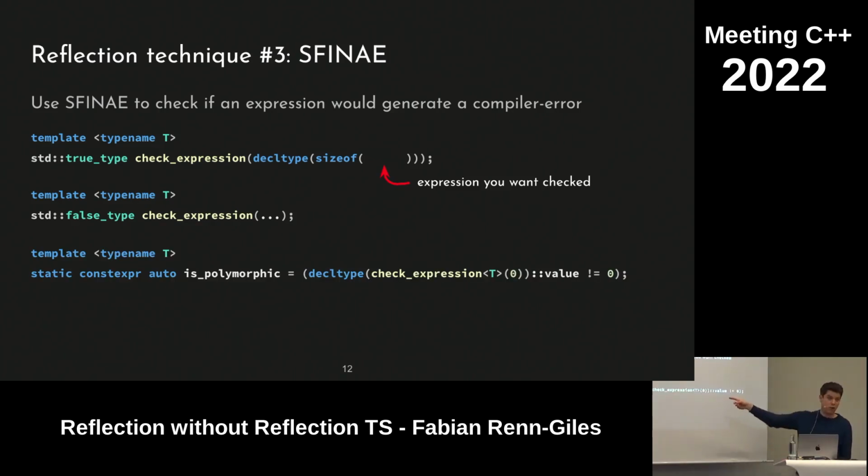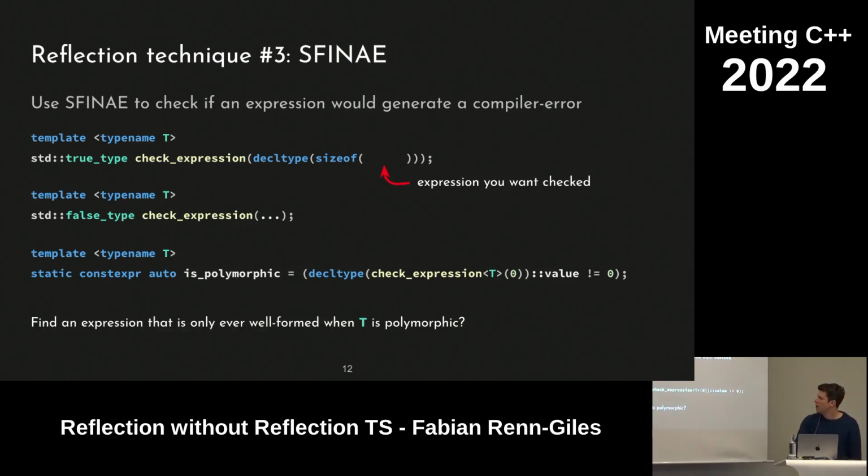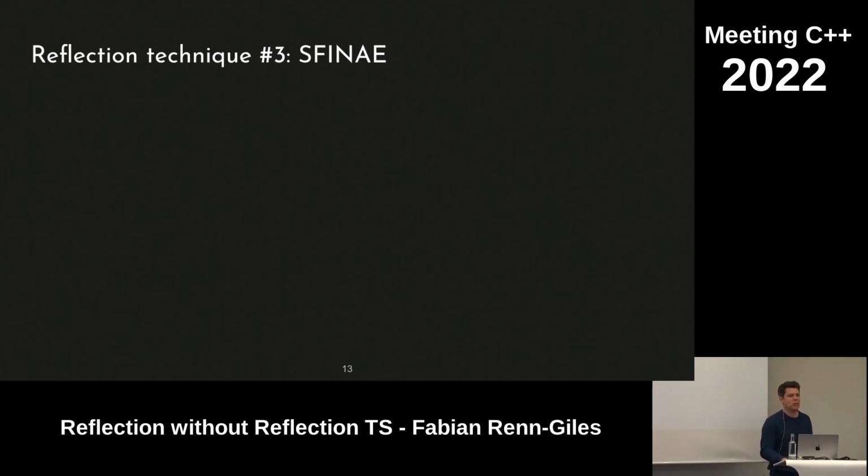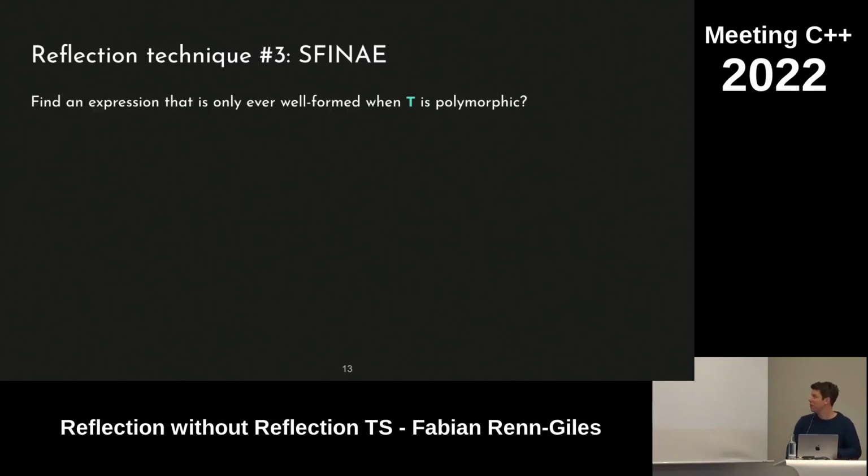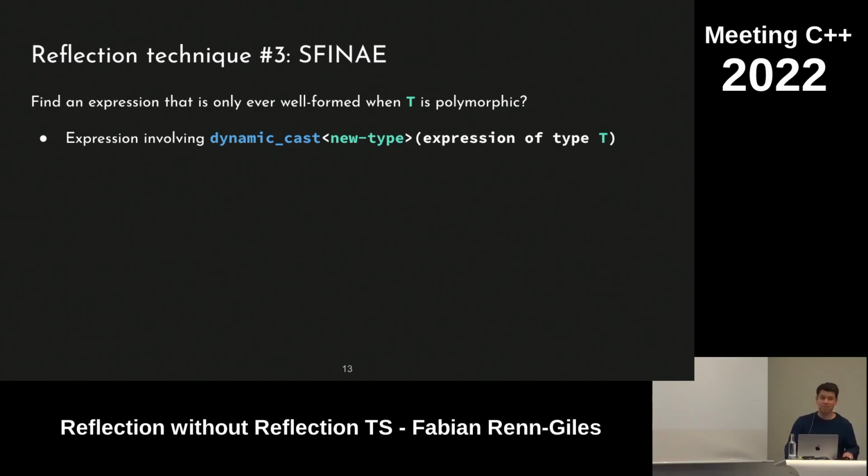Our goal is to find is polymorphic, right? So what do we want? We want an expression which is only ever well-formed if T is polymorphic. So for the room, what expression is only ever well-formed? What do you think might be involved in this? Overload. Any other idea? What's something we typically do with polymorphic types? Yeah, casting, right? So dynamic casting. So we want an expression that has some kind of dynamic cast in it.